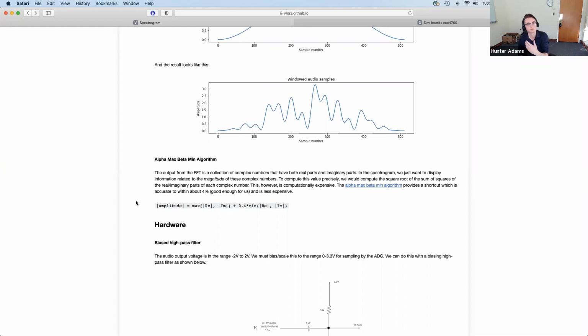And the output does not necessarily have 0 imaginary part. It has both real and imaginary components. And we can compute the magnitude of those complex numbers.